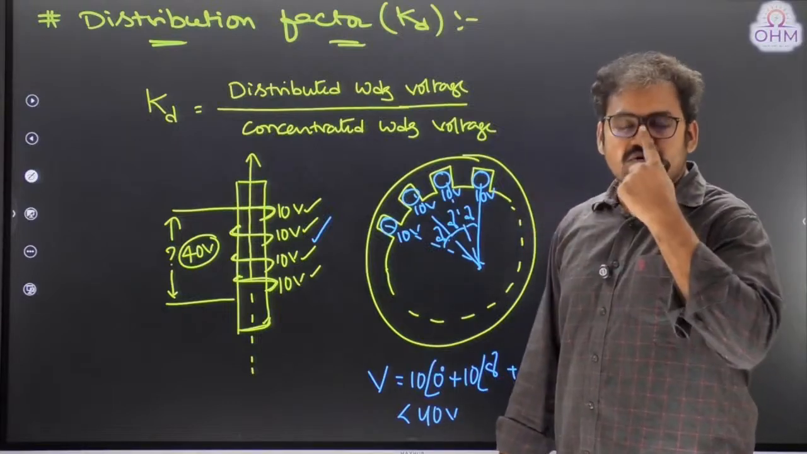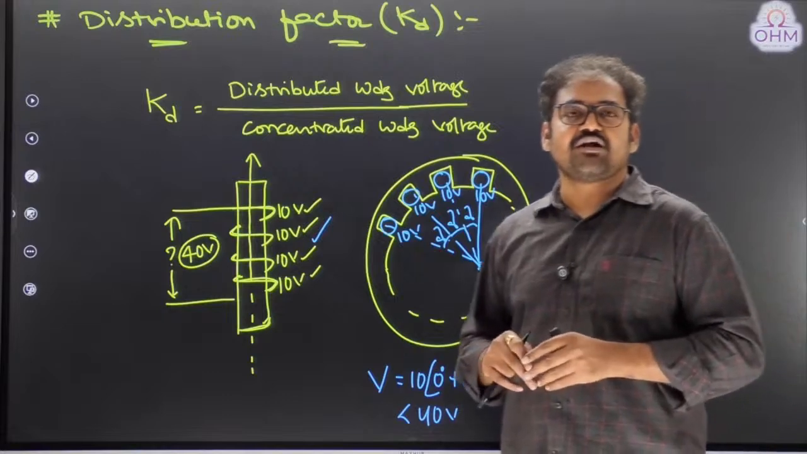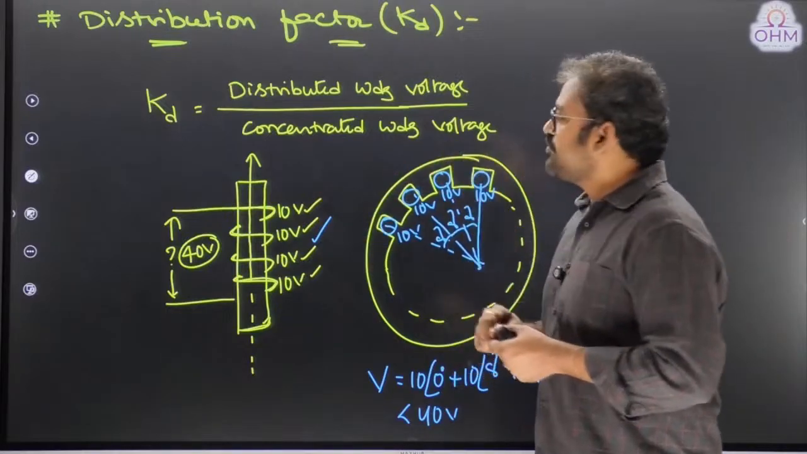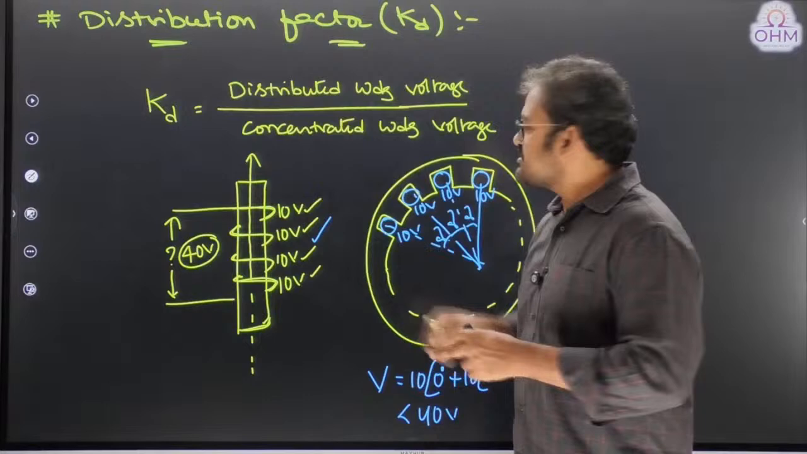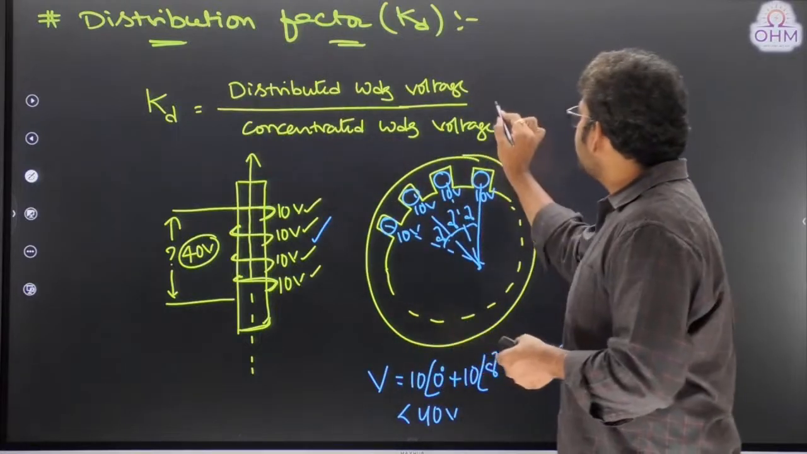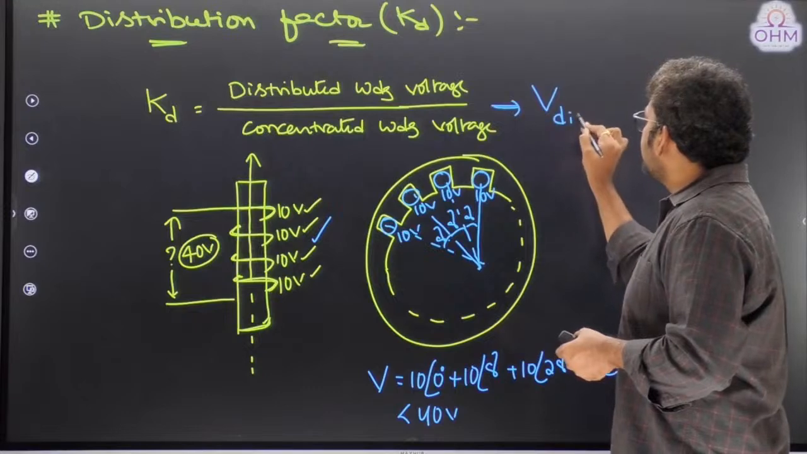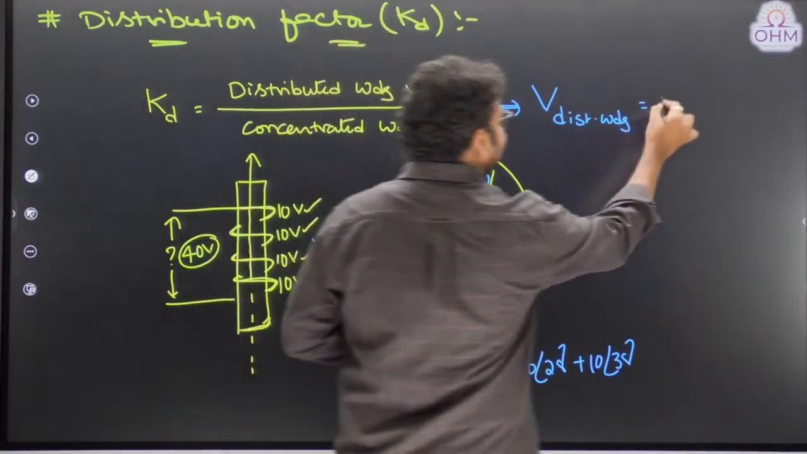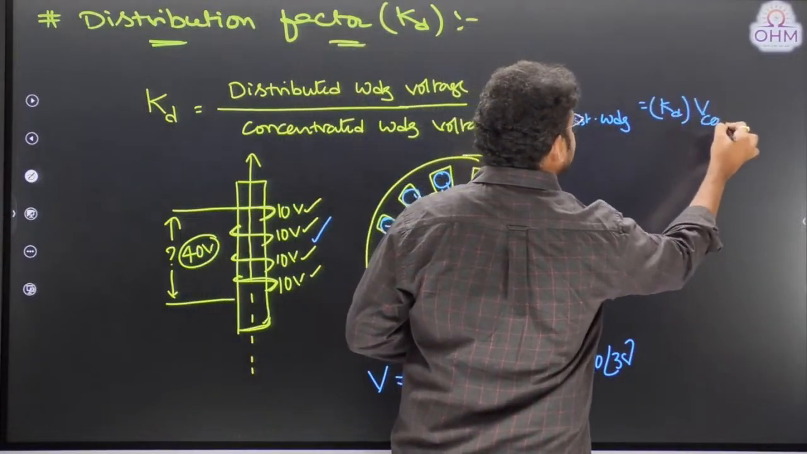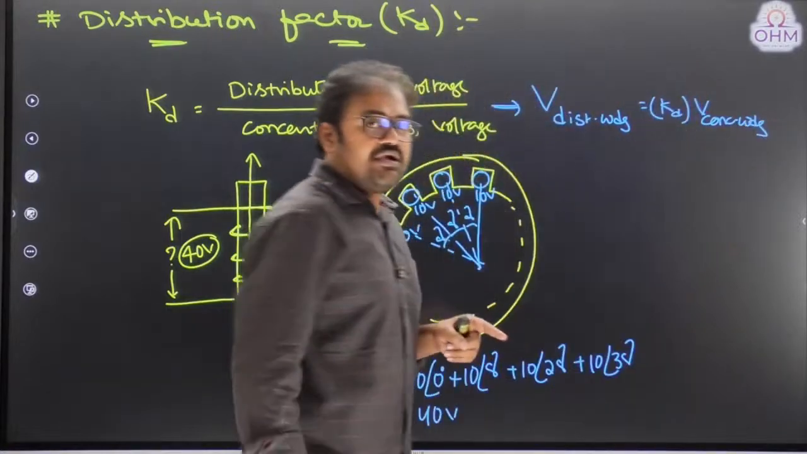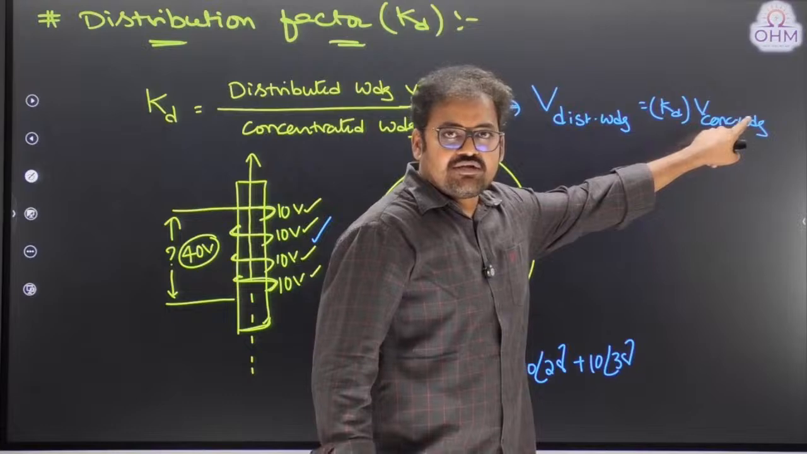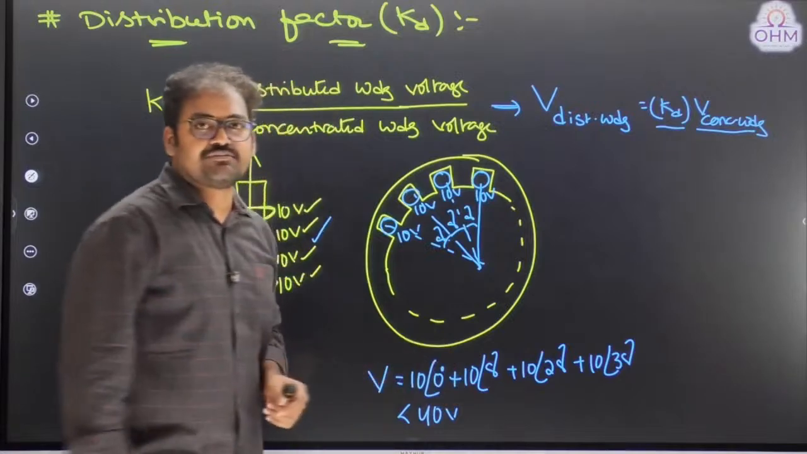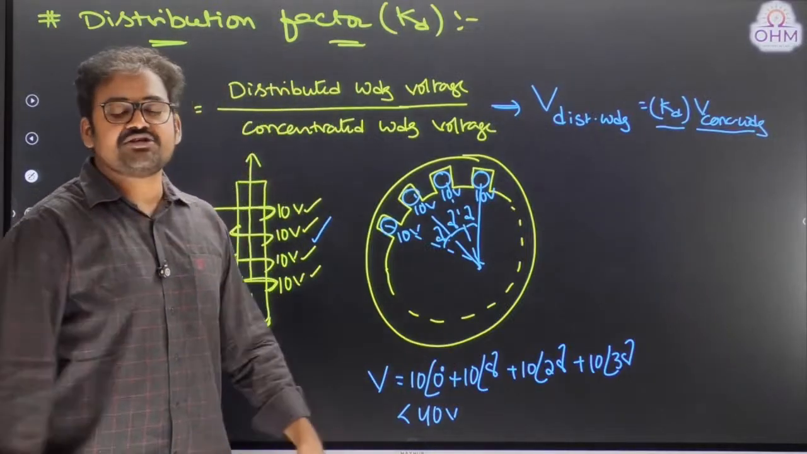But practically in our synchronous generator, we are using distributed winding for the armature. So, if you know the concentrated winding voltage, how do you calculate the distributed winding voltage? Just cross multiply. Can I say the voltage of distributed winding is simply equal to KD times the concentrated winding voltage? The concentrated winding voltage is easy to calculate, and that easy calculation multiplied by KD will give you the distributed winding voltage directly. So that is why KD calculation is very important.